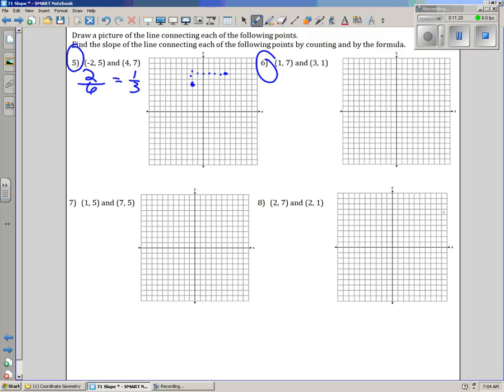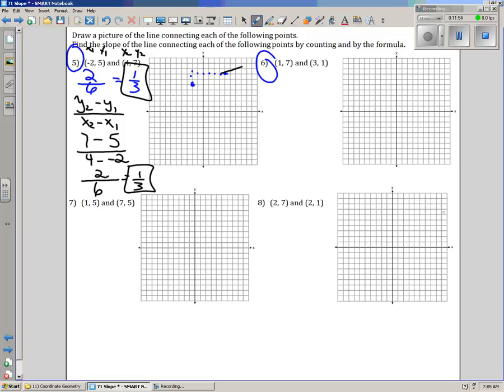Okay. Now we use the formula. Formula is y2 minus y1 over x2 minus x1. So we have x1, y1, x2, y2. And y2 is 7 minus y1, which is 5, over 4 minus -2. 7 minus 5 is 2. And 4 minus -2 is like 4 plus 2, which is 6. And that's 1/3. So they agree.